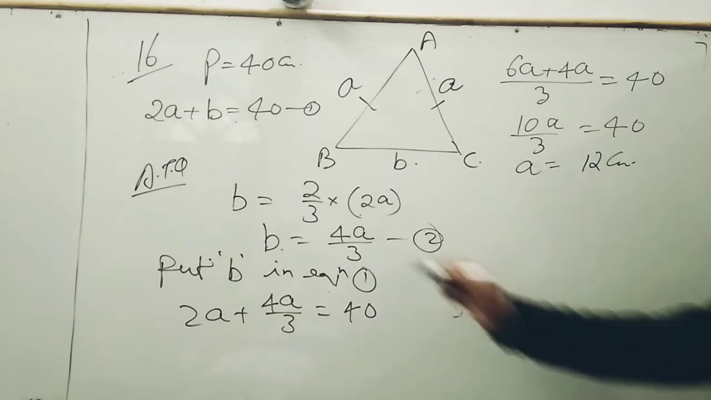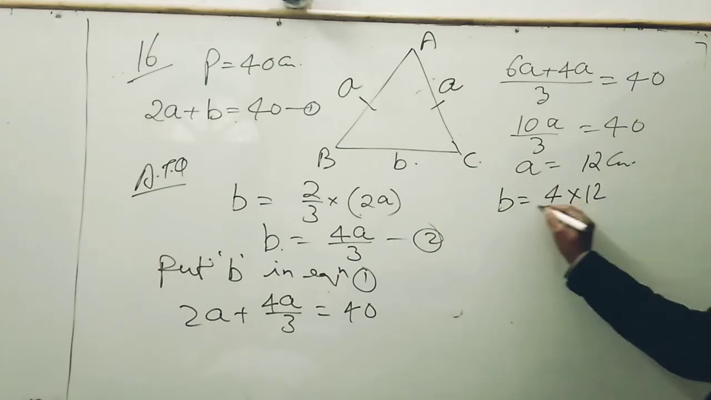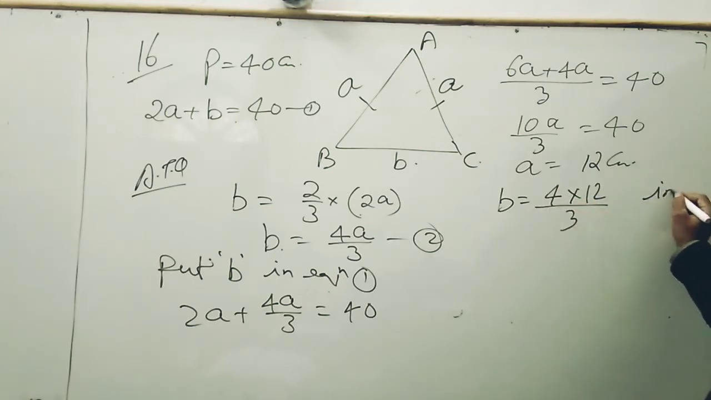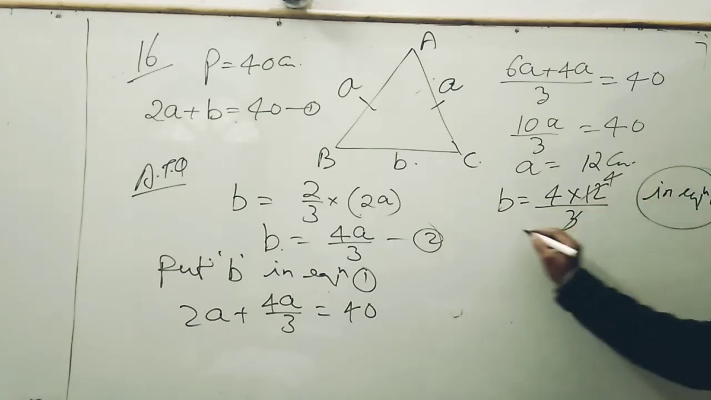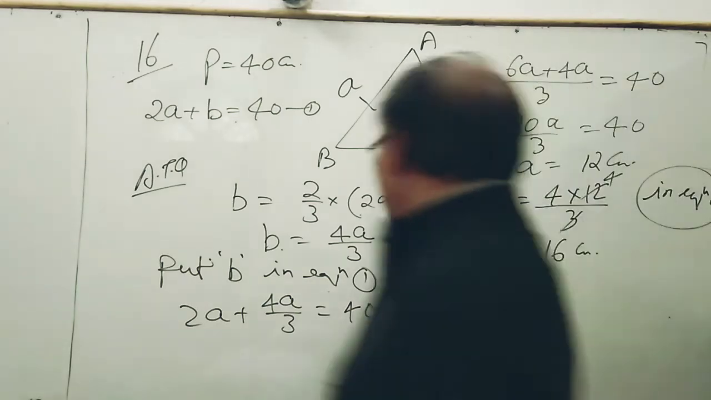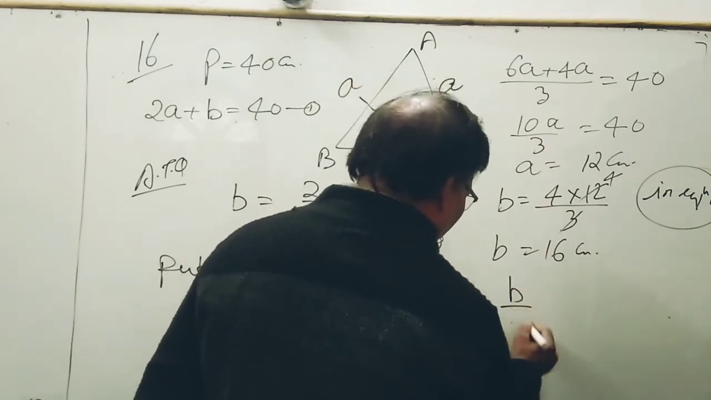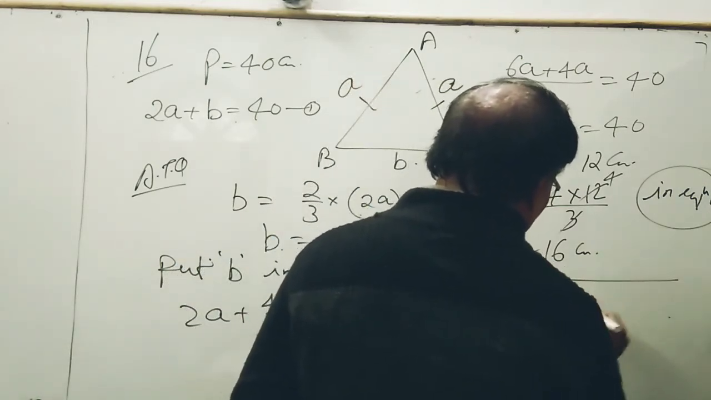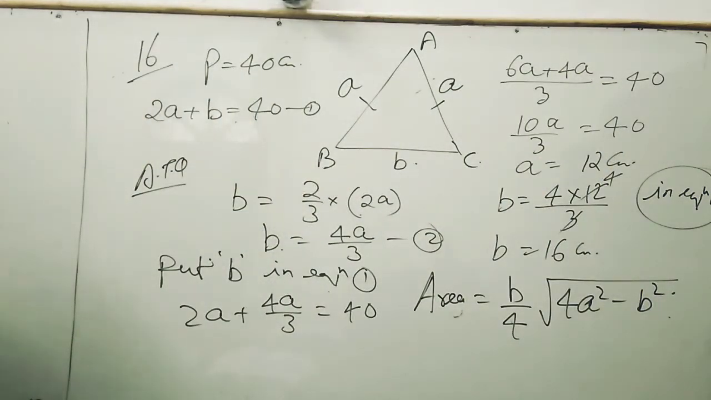अब a जब निकल आया है तो b भी निकल आया ना, तो what is b? 4 into 12 by 3 in equation number 2. तो it will be 16. तो b is equal to 16 centimeter. तो a is 12 and b is 16. Then you use the same formula for area. Area is equal to b by 4 under root 4a square minus b square. I put the values of a and b.